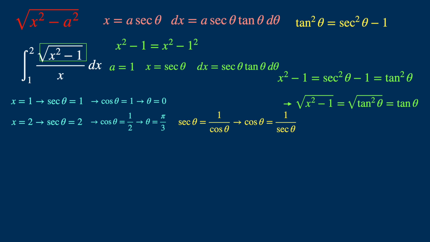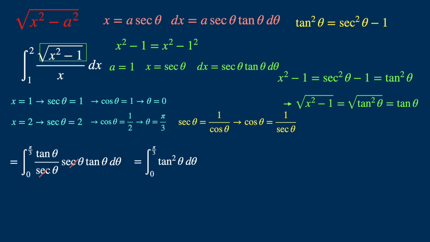So this definite integral is going to be the integral from 0 to pi over 3. Square root of x squared minus 1 is tangent theta. x is going to be secant theta. dx is going to be secant theta tangent theta d theta. Secant theta is canceled out. Now you have the integral from 0 to pi over 3 of tangent squared theta d theta. Guys, remember that? The tangent power is even right there.